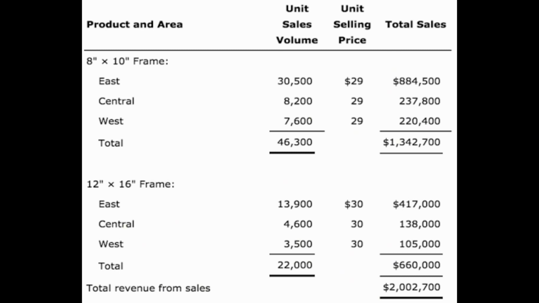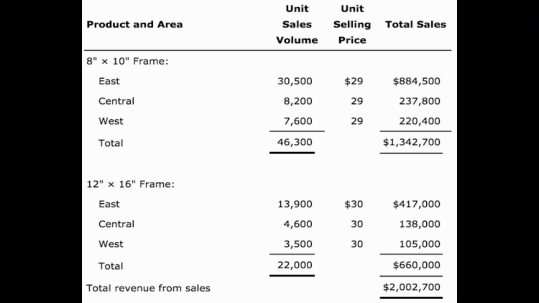The total sales for East is $884,500. And for Central is 237,800, and for West is 220,400. The total for unit sales volume for East, Central, and West is 46,300, and the total sales for these three, East, Central, and West, is $1,342,700. And for 12 times 16 frame, we have here again the East, Central, and West.